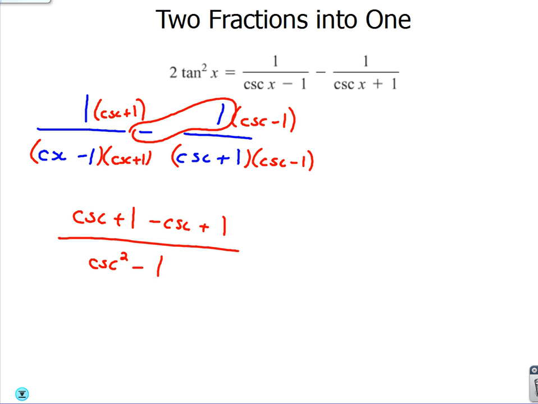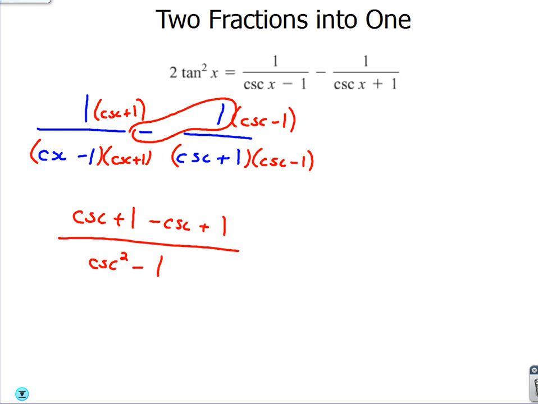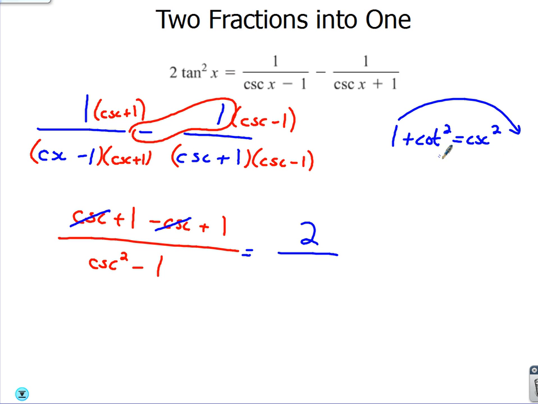Is that not the same identity we used on that last one? Cosecant squared minus 1, yeah. See, 1 plus cotangent squared equals cosecant squared. Isn't that right? So cosecant squared minus 1 will equal cotangent squared, right? Mark it out, mark it out. I'm left with 2 on top. Cosecant squared minus 1, move that 1 over, manipulate it. Cosecant squared minus 1 is equal to cotangent squared.